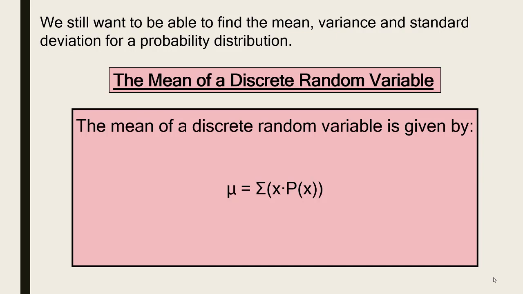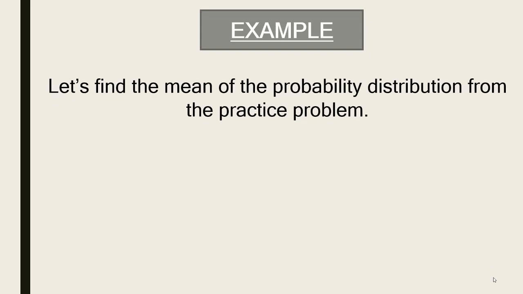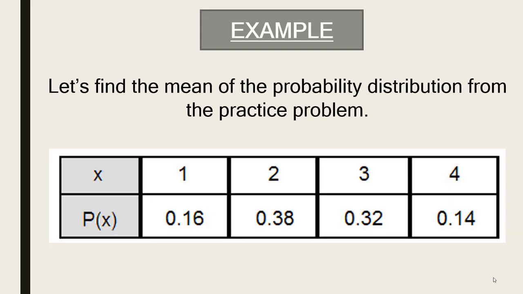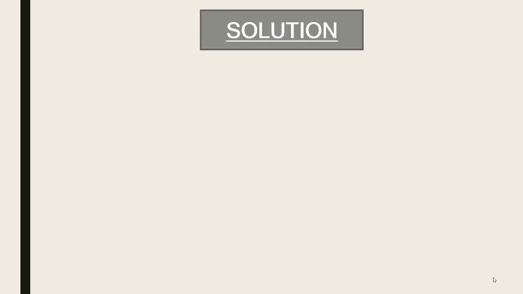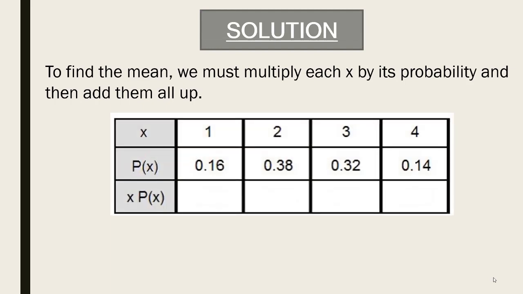So let's do an example. The example is we are going to have a probability distribution. It's actually the probability distribution that we just had in the practice problem. And we want to find the mean for this probability distribution. So what I'm going to do is take the table that we have here and expand it, because I need a row for multiplying each data value by its probability.